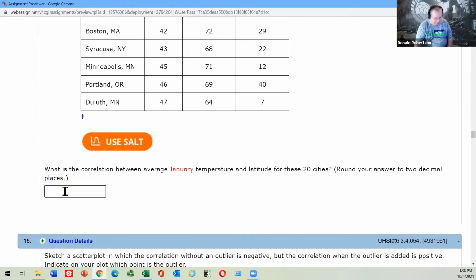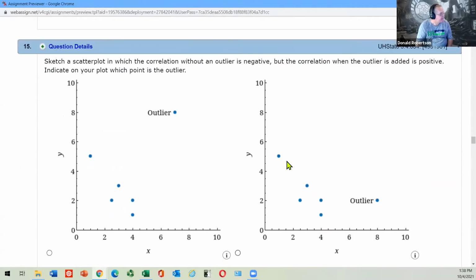To 2 decimal places, the answer is negative 0.86, or at least in my data set it is. Now, the next question is not going to really be that obvious. It's the effect that an outlier has on the correlation coefficient and the correlation line.